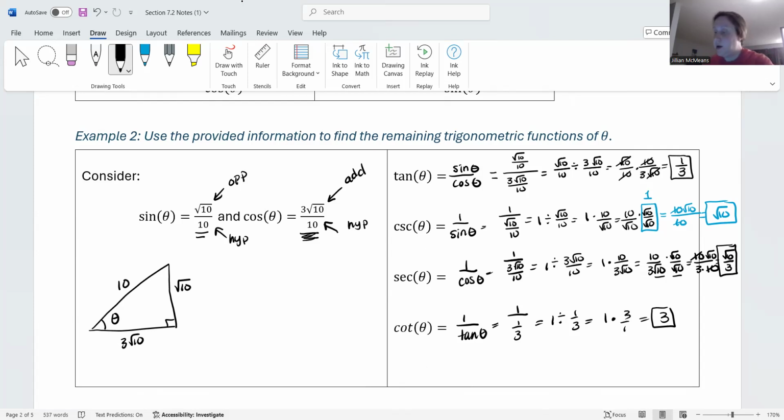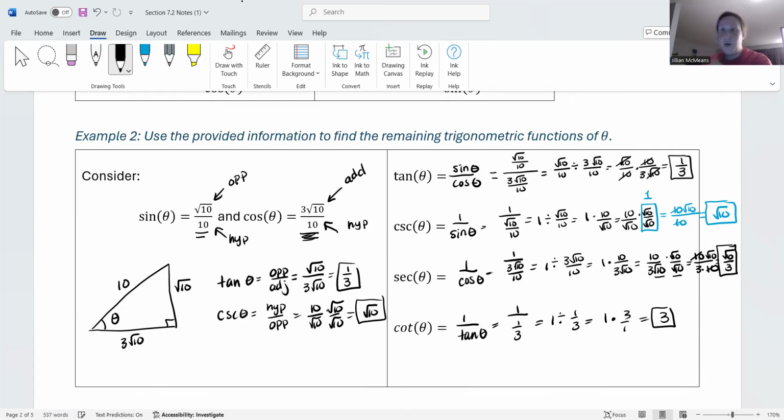We already know sine and cosine. So we know tan theta is opposite over adjacent. So that would be opposite, which is root 10, over adjacent, which is 3 root 10. And that would simplify to 1/3. Okay, we know that cosecant theta is the reciprocal to sine. We know sine is opposite over hypotenuse, so cosecant is hypotenuse over opposite, which would be 10 over root 10. We would have to rationalize, so we would just get root 10 here when you simplify. And you can slow this down and do some of the arithmetic. I'm trying to show you this one a little bit quicker.